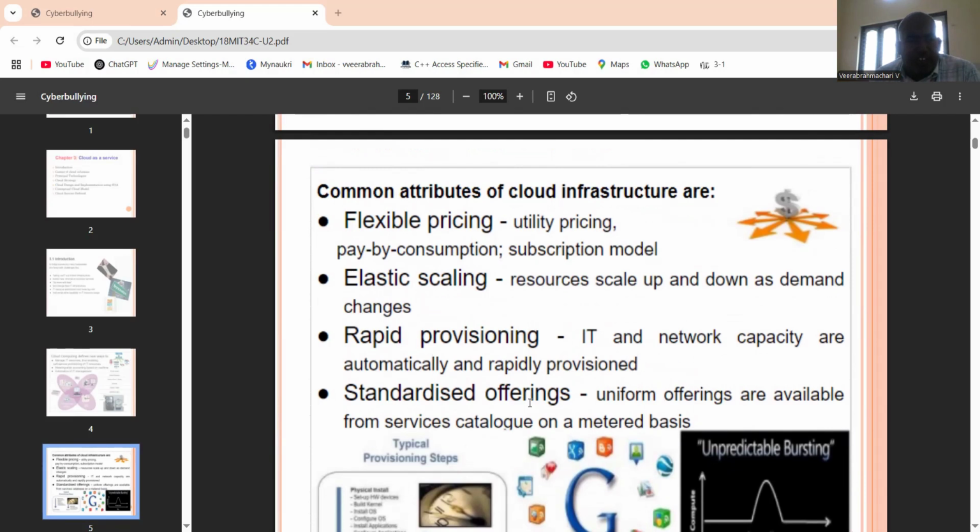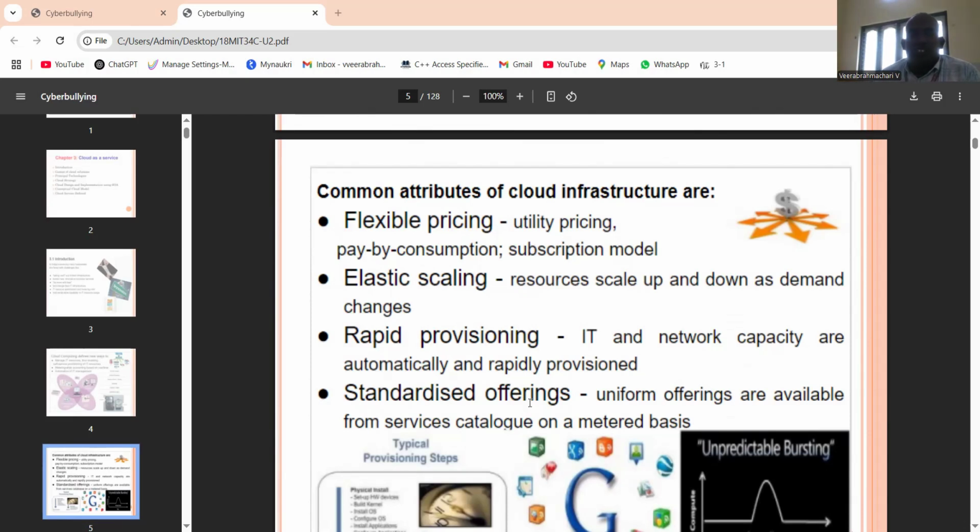Suppose we take one of the mobile services, like our SIM phone, which may be used only for recharge, and we use the services. In the same way, cloud computing services are used with pay by consumption and subscription modeling. These are the various common attributes of the cloud infrastructure.